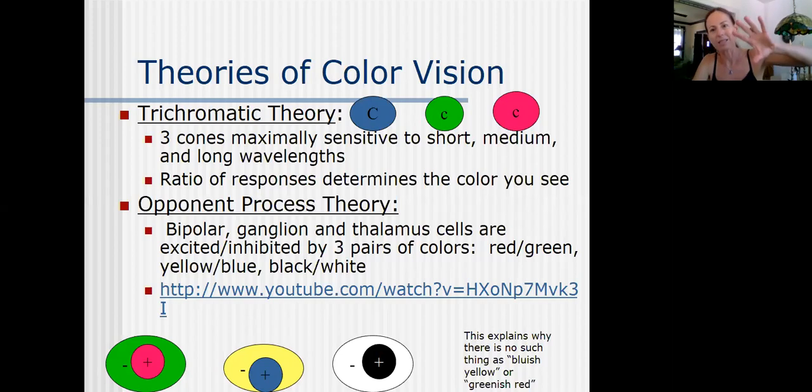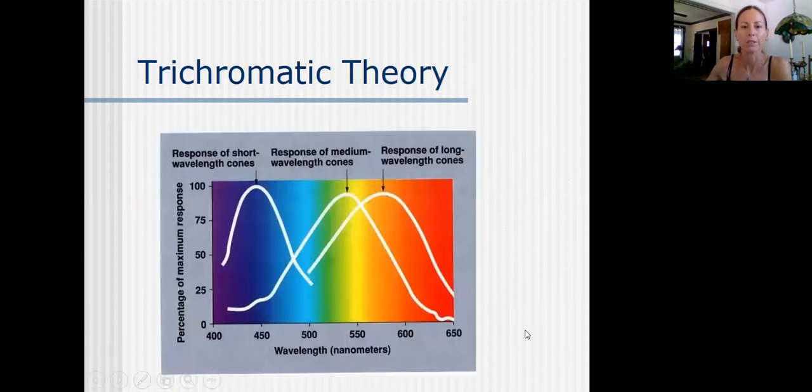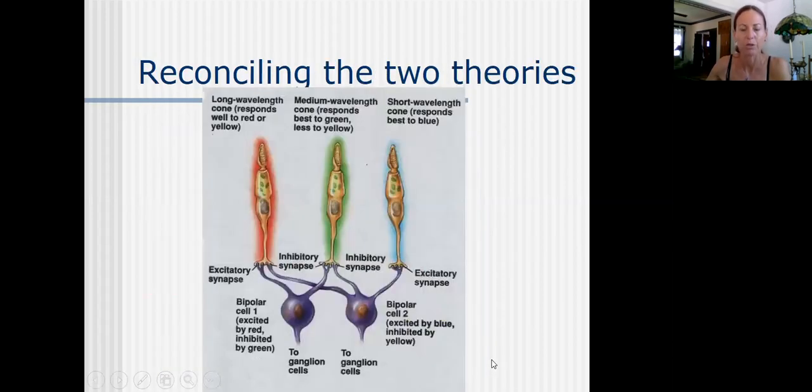So it's happening at the level of the cones in the retina, trichromatic theory, but also at the level of the bipolar, ganglion, and thalamus cells through opponent process. Here you can see trichromatic theory, that these are blue cells. They respond very well to blue, short wavelengths. And then these respond to green and these respond to red. They respond best to those.